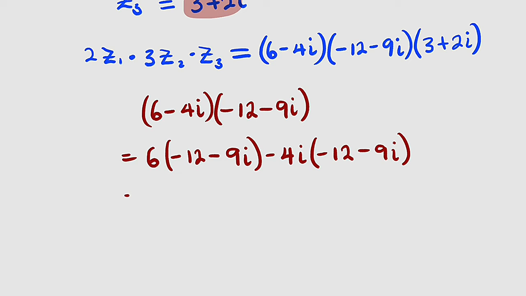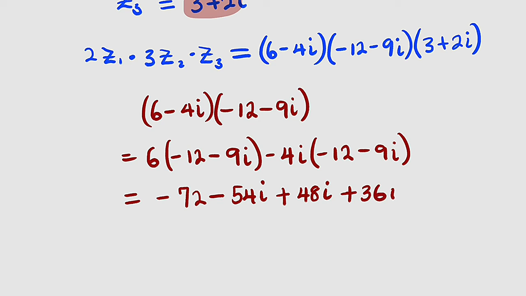6 times -12 is equal to -72. Then minus 6 times 9 is 54, but because of the i, we have 54i. Then we have minus is plus from the other parentheses. 4 times 12 is 48, but because of the i, we have 48i. Minus is also plus. 4 times 9 is 36. i times i is i squared. So we have 36i squared. The middle terms, we have -54i plus 48i is -6i.